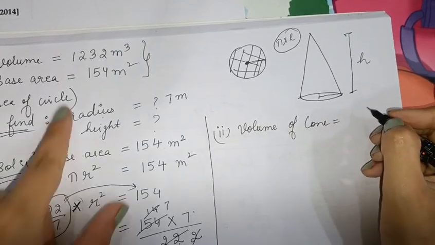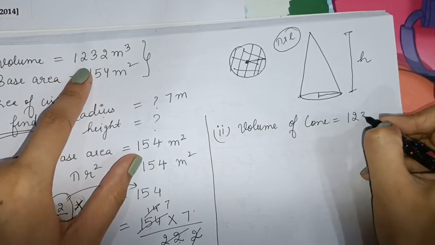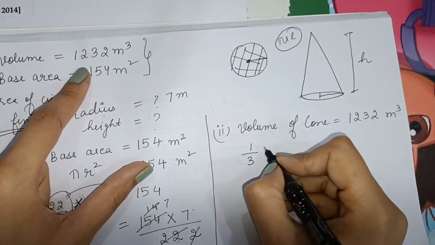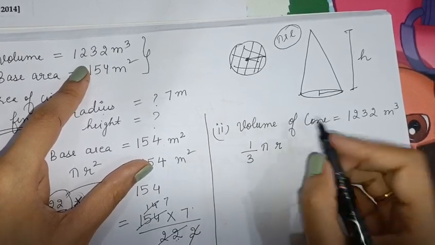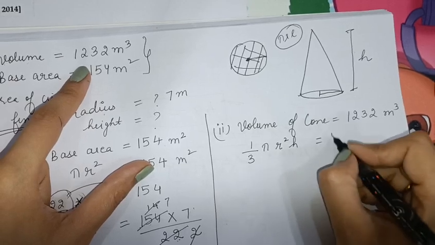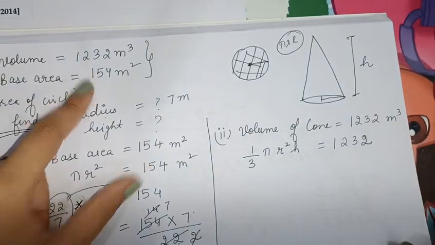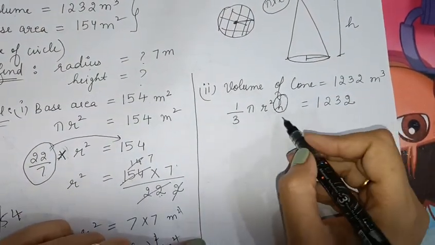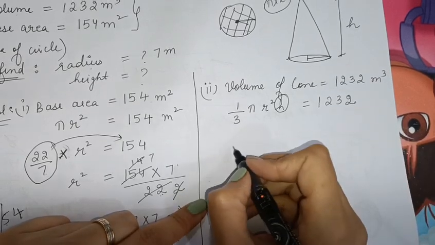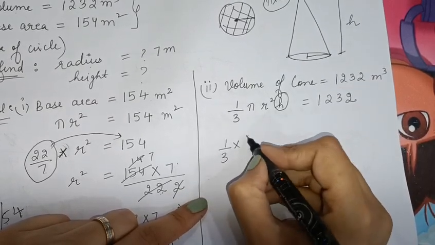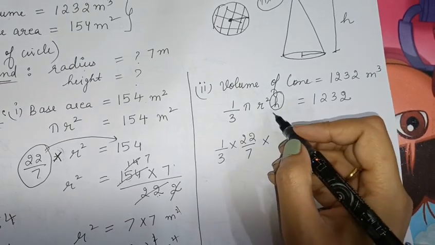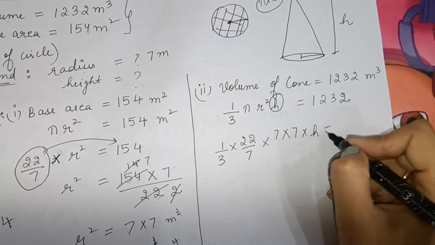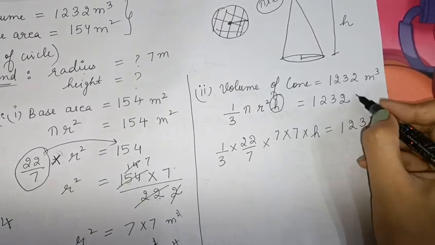is equals to, it's given to us 1232 meter cube. Its formula I'm going to write, 1 by 3 pi r square h is equals to 1232. Now we have to find h. So that means everything, let's shift to other side. So first of all, here I'll write 1 by 3. Pi's value is 22 by 7. R's value just now we have found, that is 7. R square means 7 into 7 into h is equals to 1232 meter cube.